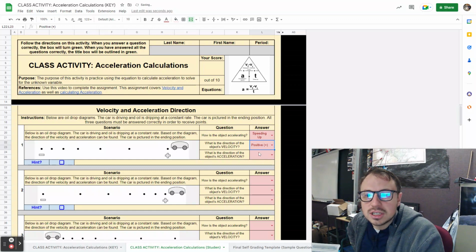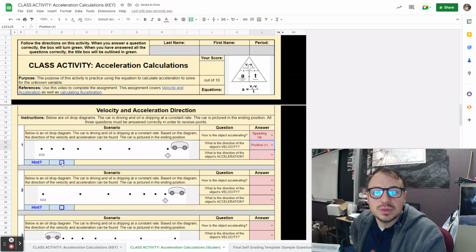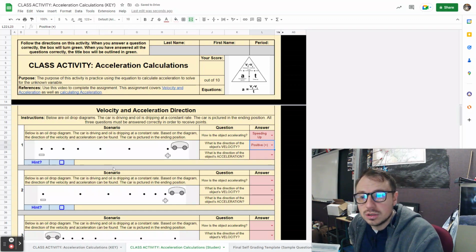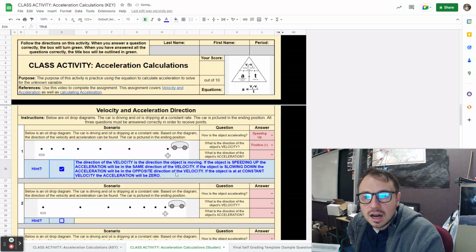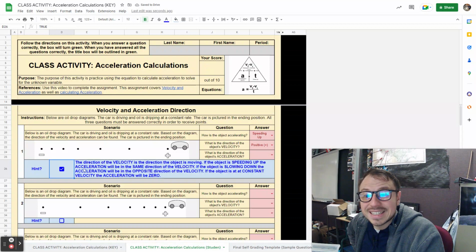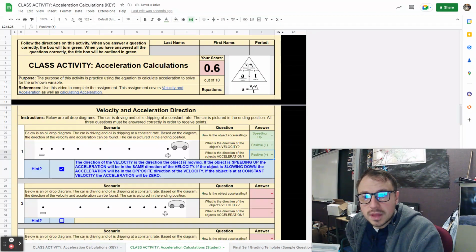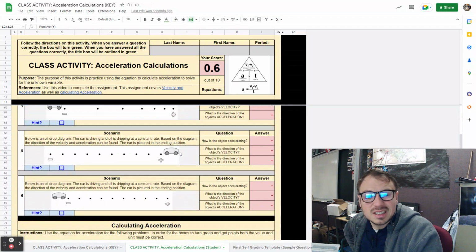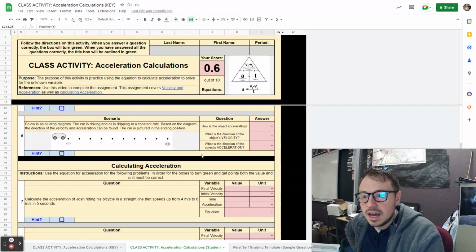Now, acceleration is a little bit tricky, right? It has to do with the direction of the velocity and what it's doing. So there is a little hint here, and it says, well, if the object is speeding up, the acceleration will be in the same direction as the velocity. So it is speeding up. We already have that, and the direction of the velocity is positive, so that means the acceleration must be in the positive direction as well. So there are 6 of these, basically the 6 different scenarios that you can have.